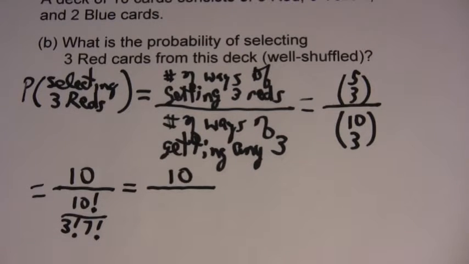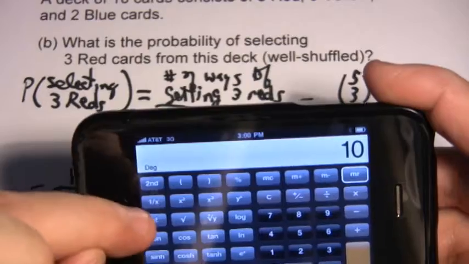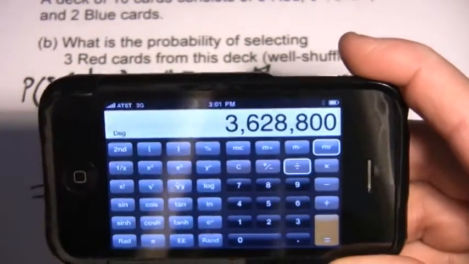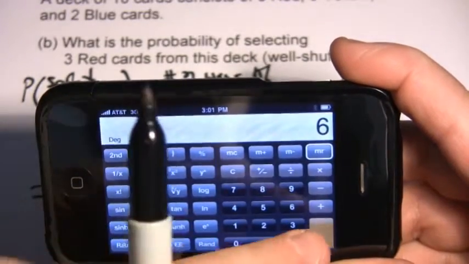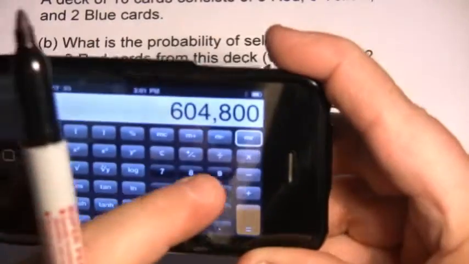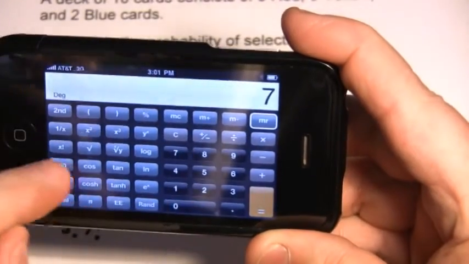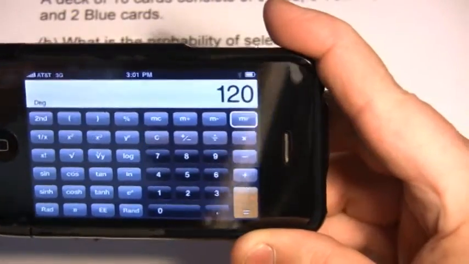I hope you're getting tired of me actually doing the calculation every time, but if it's boring you now, that's a good thing. I'm going to do it. That's 10 factorial divided by 3 factorial divided by 7 factorial equals 120.